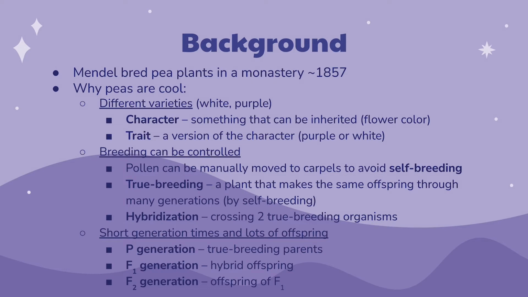Lastly, pea plants have short generation times and they have a lot of offspring. Some vocabulary to know here: the P generation is the true breeding parents, so P for parents. The F1 generation is the hybrid offspring. The reason it's called F1 is that F stands for filial. So the F1 generation is the offspring that comes from the P generation, and the F2 generation is the offspring from the F1 generation.